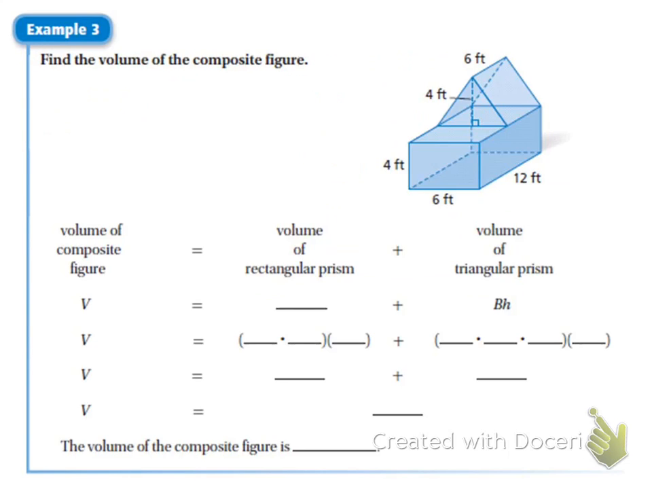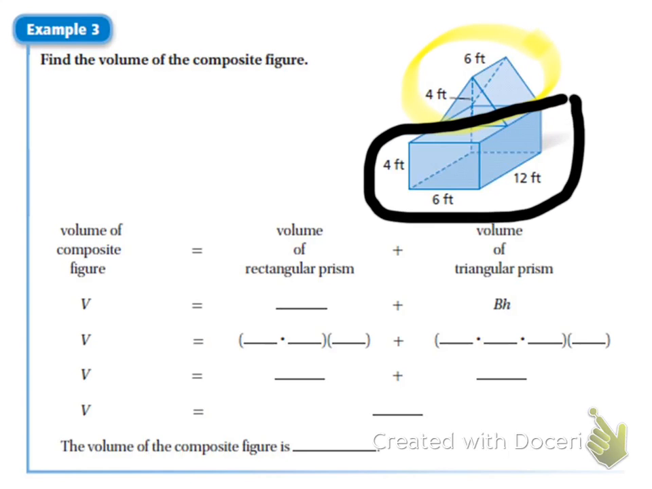Example 3, find the volume of the composite figure. So you notice that we have not just one prism, but there are 2 prisms. Probably like the house you live in. If you separate the roof from the body of your house, that would be 2 prisms. So we have the triangular prism on top, and then on the bottom the rectangular prism. So we're going to fill in the blanks here and add them together to get the composite. Composite means we add 2 figures together.